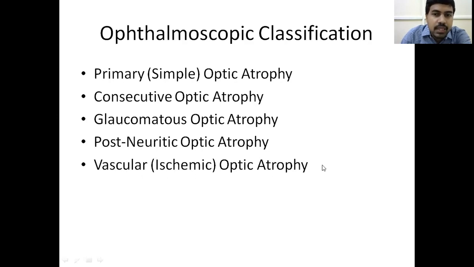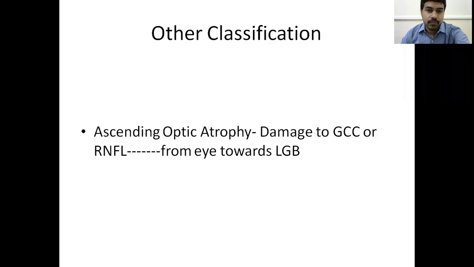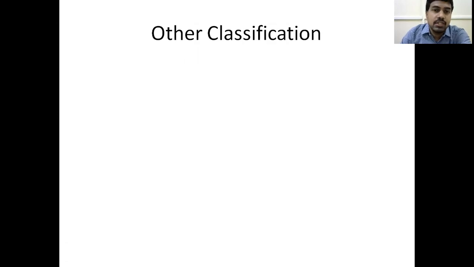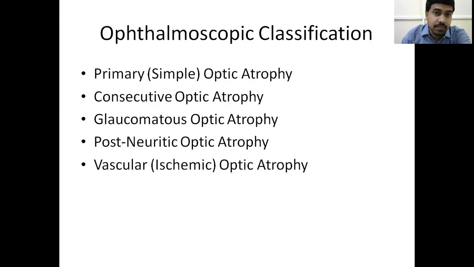And vascular or ischemic optic atrophy is because of AION. I told you in my previous classes, anterior ischemic optic neuropathy, arteritic and non-arteritic. So because of that, it is vascular or ischemic optic atrophy. Okay. So there is one more classification. This one was based on ophthalmoscopic features: primary, consecutive, glaucomatous, post-neuritic, vascular. In the exam, if they ask you a question, make sure that you mention this ophthalmoscopic classification, because this is what the examiner usually expects.